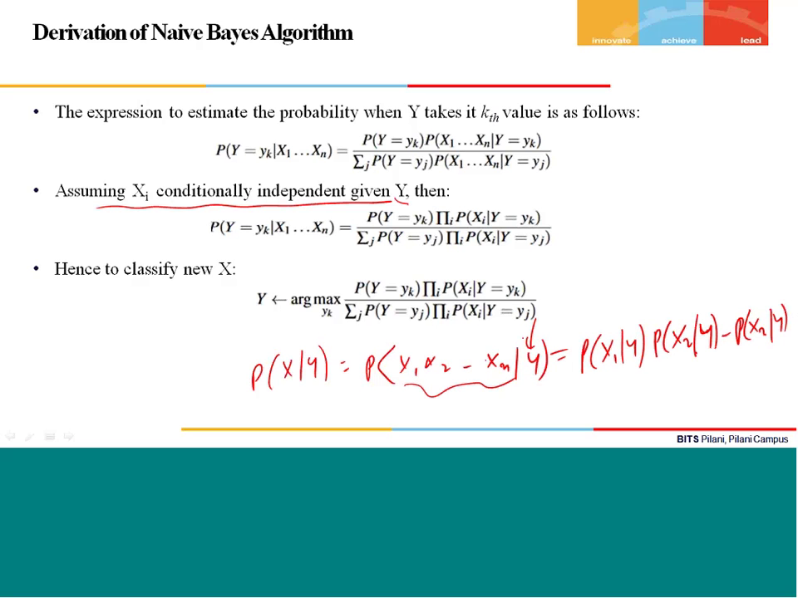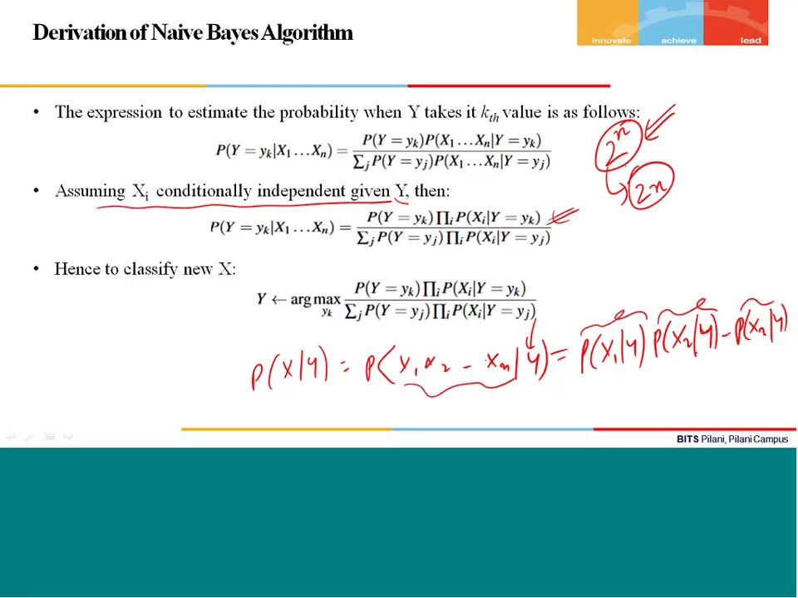Given y, I can assume that all are independent. When they are conditionally independent, they can be multiplied in factor form. This is what we are assuming in naive Bayes. When I don't assume any conditional independence, the number of parameters I estimate would be approximately 2 to the power n. But with this assumption, the parameters would be linear in n. So from exponential, it comes down to linear. I have already discussed it, so just be careful and see these parts also.